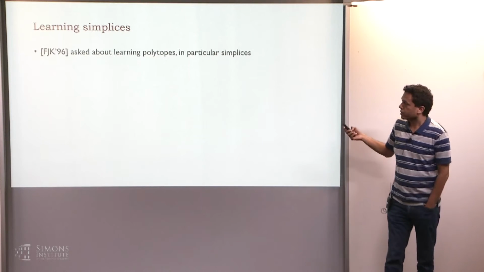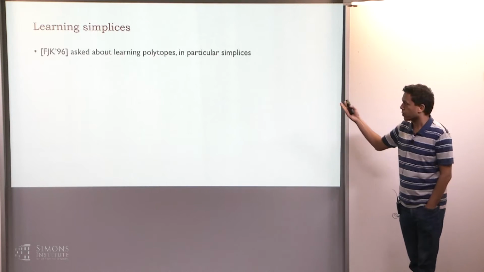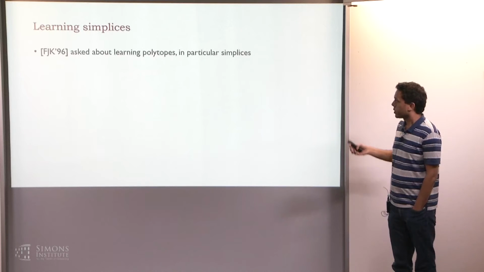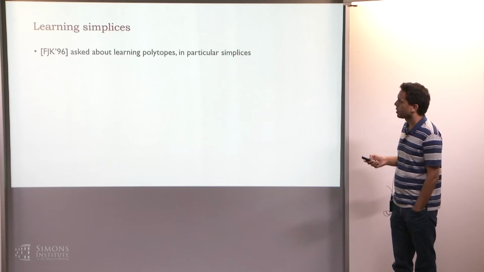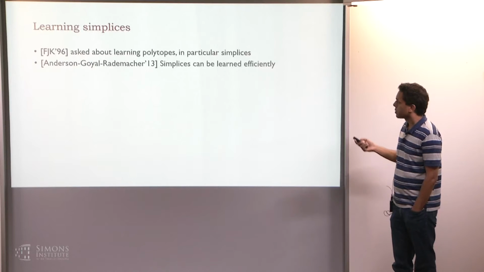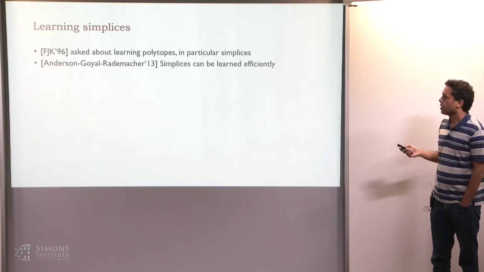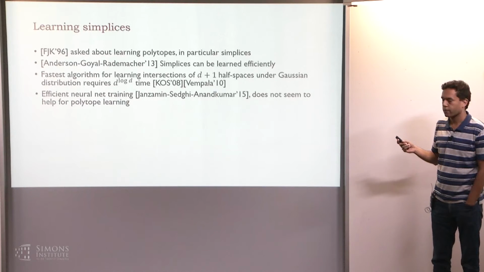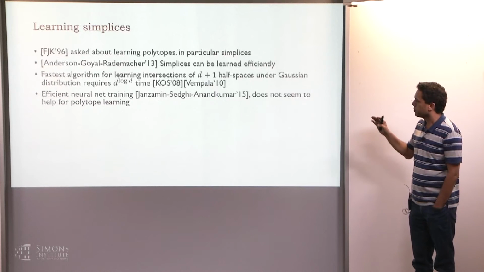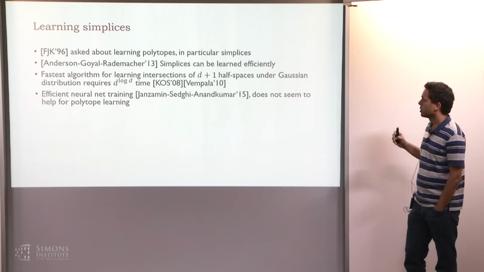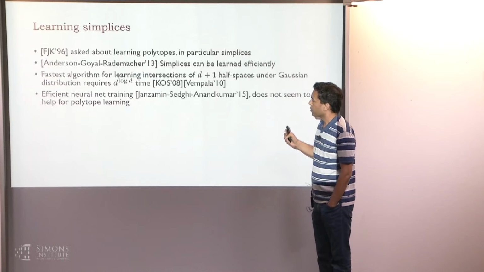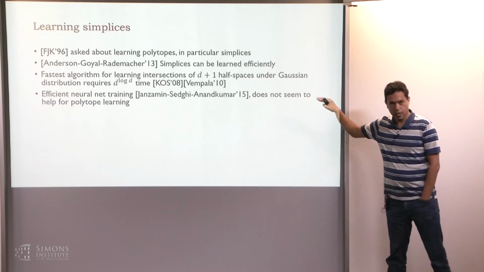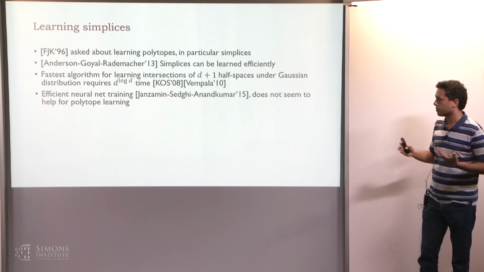Frieze, Jerrum and Kannan asked about learning polytopes. This is, I believe, the first place where the problem was asked. In particular, they asked about learning simplices. We showed that simplices can be learned efficiently. Let me contrast this result with the problem of PAC learning when the distribution is Gaussian. There, the best algorithm requires time d to the log d. But for our setup, we can do it in polynomial time. So there is some difference between the two problems.